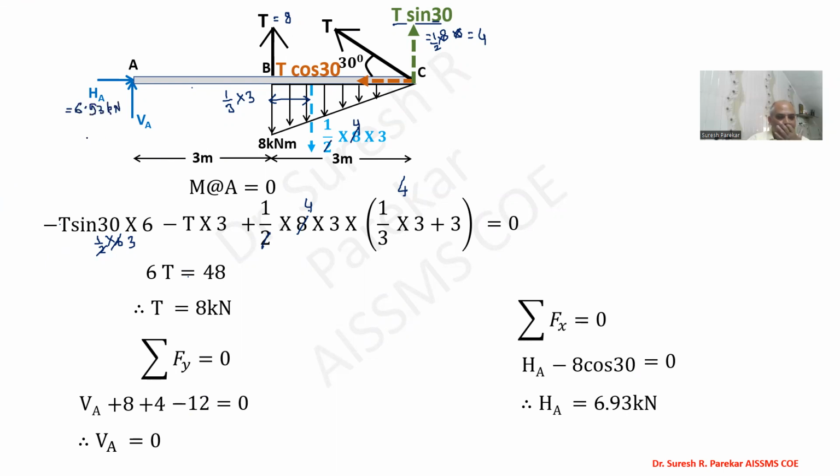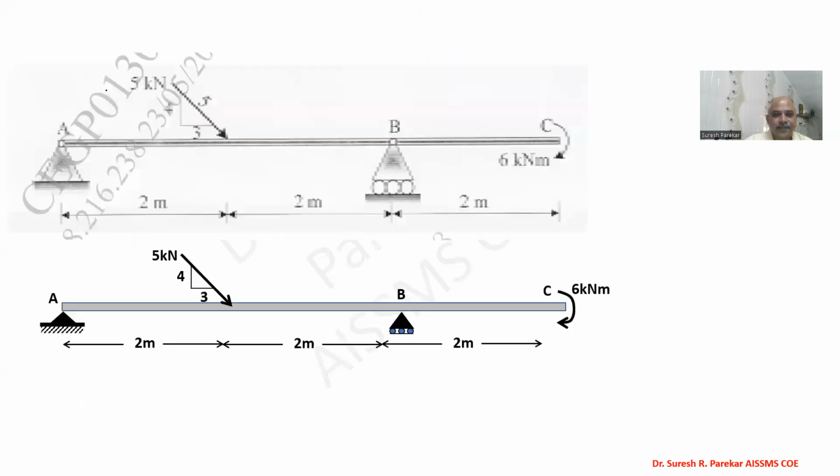If you have to find out RA, then as VA is 0, we will get RA equal to HA. When HA is 0, VA equals RA, and when VA is 0, RA equals HA.